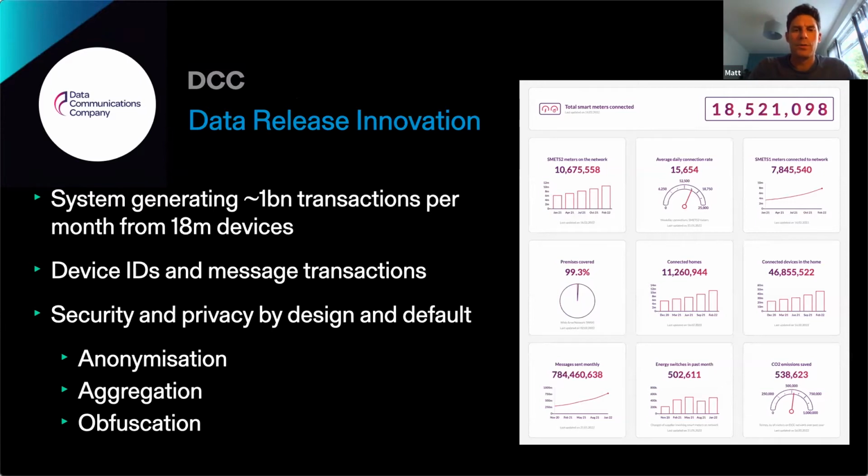The smart meter system supports about 140 different message types that can be sent to and from connected devices. And with the volume of devices that are now installed, that's generating near to 1 billion transactions per month. Because of the encryption model and data privacy implications at DCC, we don't see inside those messages, but what we do see is the data around them.